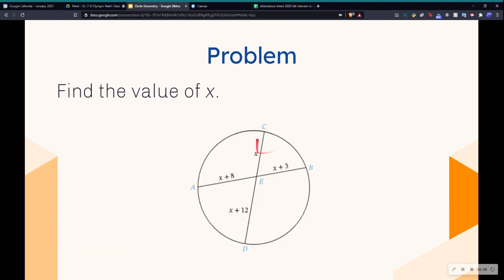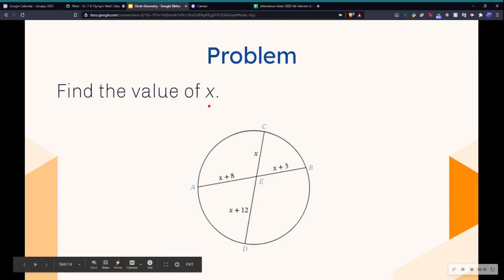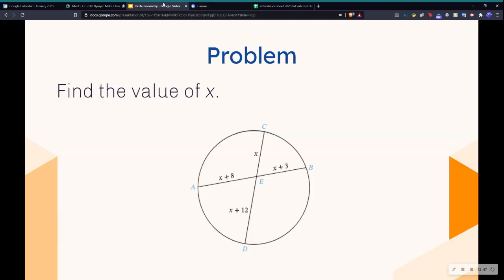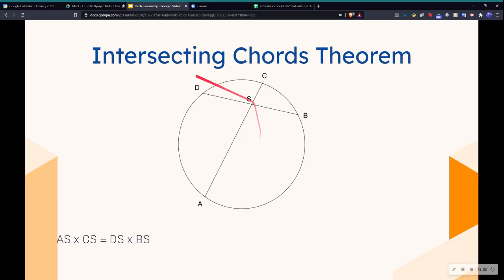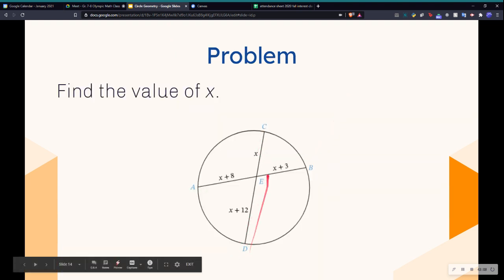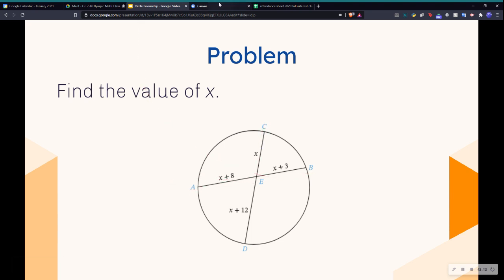Okay, so let's look at a problem. Find the value of x. We'll just do this together, since it might be a bit complex to do on your own in your head. Let's look at that problem again. We're going to have to use the intersecting chords theorem. This means that DE times CE is equal to AE times BE.